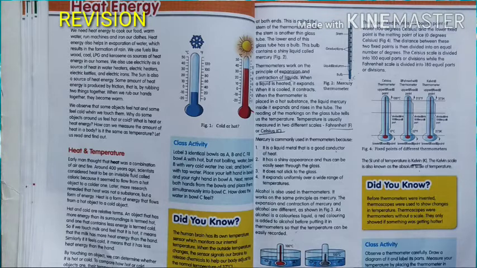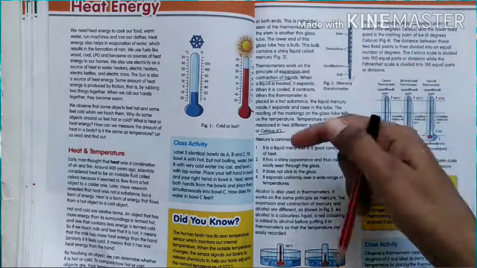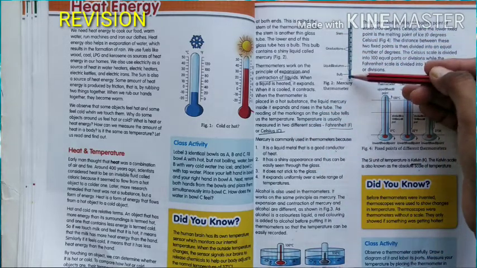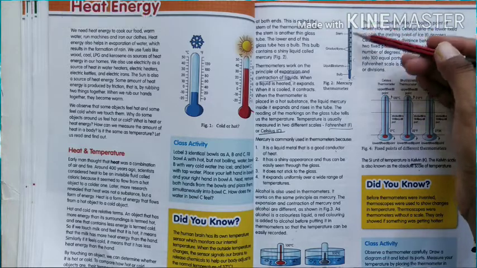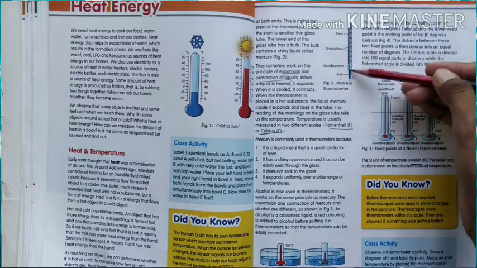With the help of a thermometer, we can measure the temperature of any object. And what is a thermometer? A thermometer is an instrument that consists of a long cylindrical graduated glass tube sealed at both ends. This is called the stem of the thermometer. Understand?